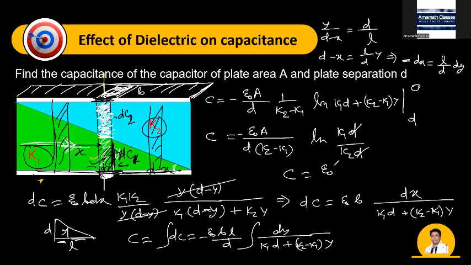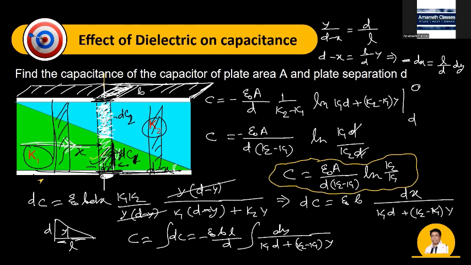The final answer is, if you remove the negative sign, epsilon naught A by D into K2 minus K1 into ln K2 by K1. This is the final answer, because you have to remove the negative sign also, so you can interchange it. It was ln K1 by K2, but I am now writing ln K2 by K1. So this is the final answer for this type of situation. We have to keep on integrating. So please copy all these things and check the calculation part once more.